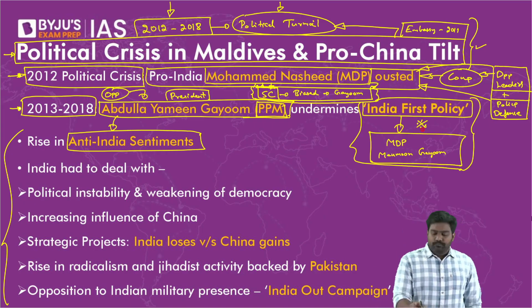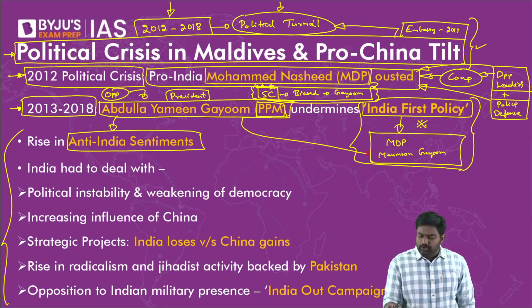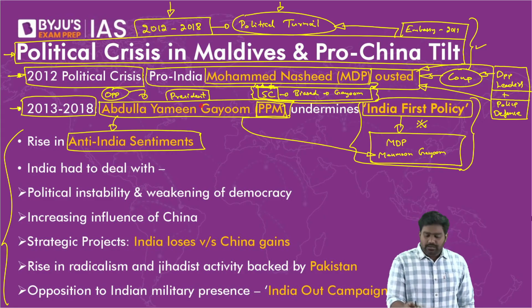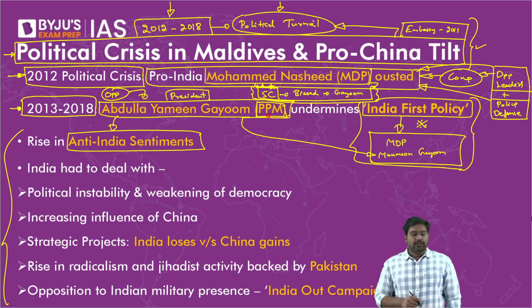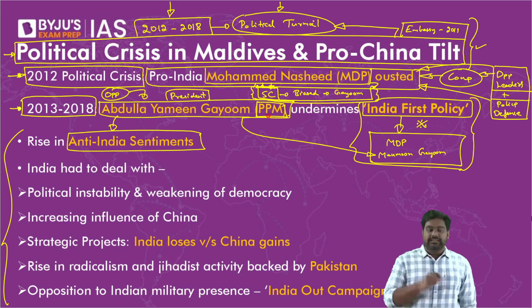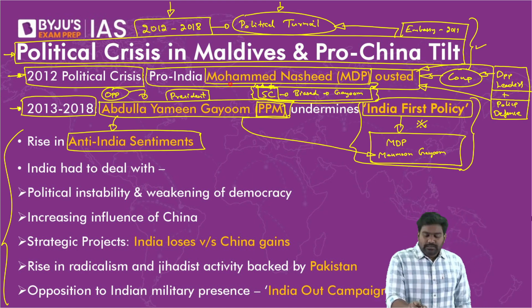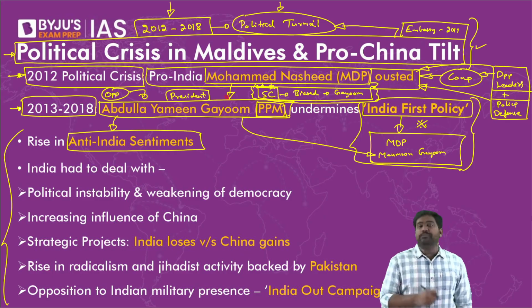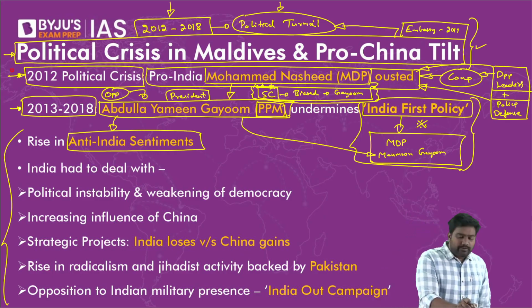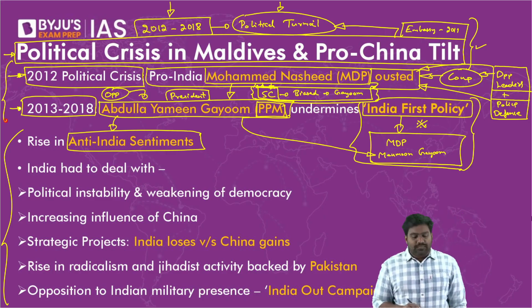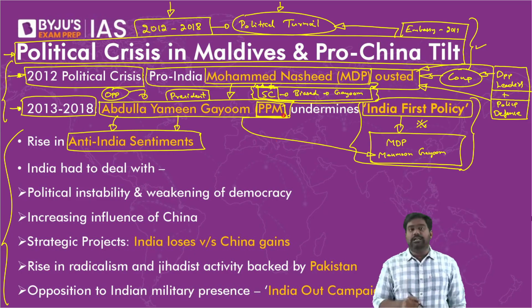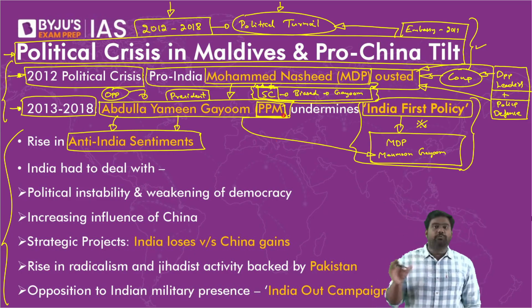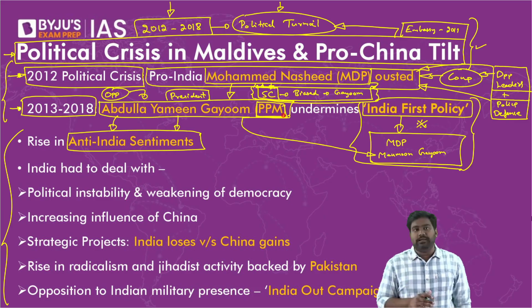But Yamin Gayoom, who's related to Maumoon Gayoom, he became the leader. He led the Progressive Party of Maldives to power. All right. They manipulated the elections as well. They didn't allow honest elections to happen. They arrested Nasheed, prevented him from contesting elections, and they won the election, and Yamin Gayoom became the president. The Progressive Party of Maldives, right, is anything but progressive. There's nothing progressive about this party.